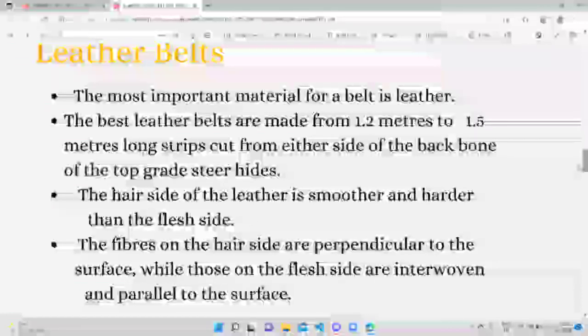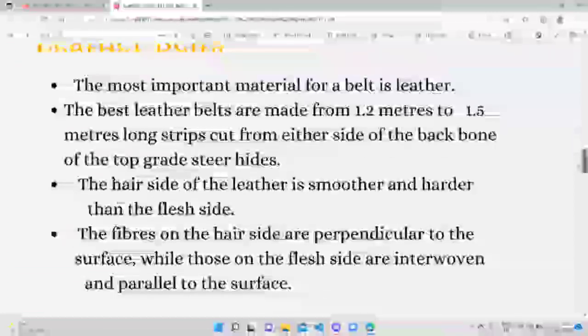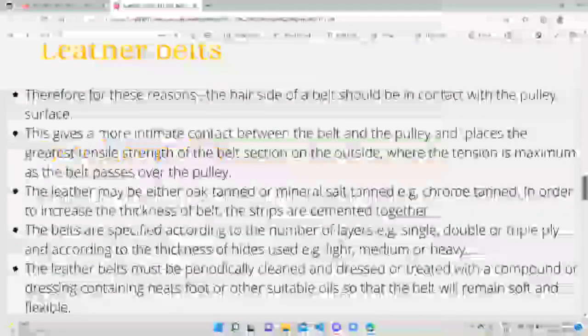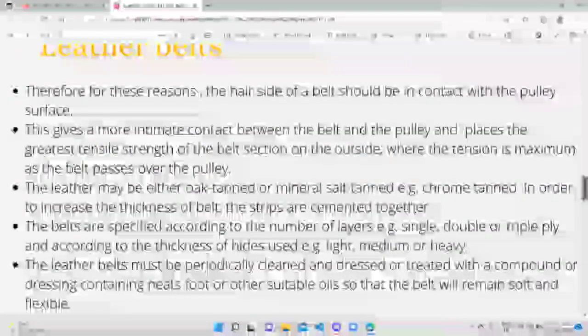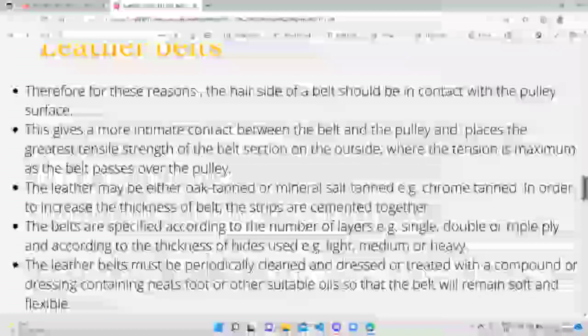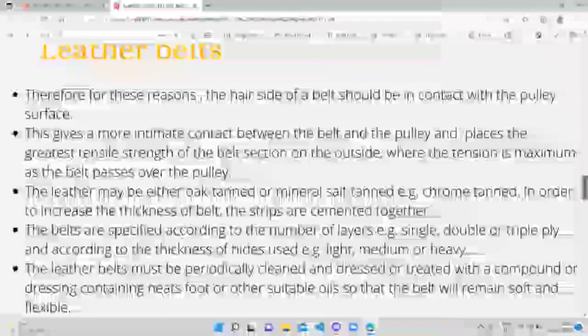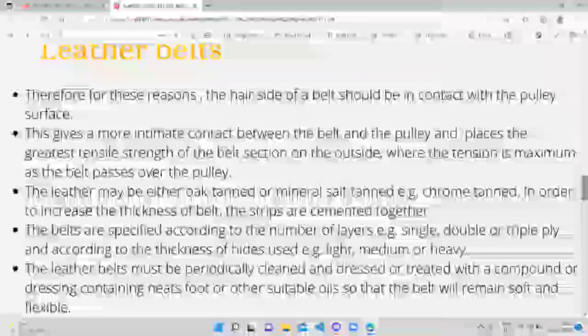The fibers on the hair side are perpendicular to the surface, while those on the flesh side are parallel to the surface and interwoven, that is, linked to each other. Therefore, for these reasons, the hair side of a belt should be in contact with the pulley surface. This gives more intimate contact between the belt and the pulley, and places the greatest tensile strength of the belt section on the outside, where the tension is maximum as the belt passes over the pulley.